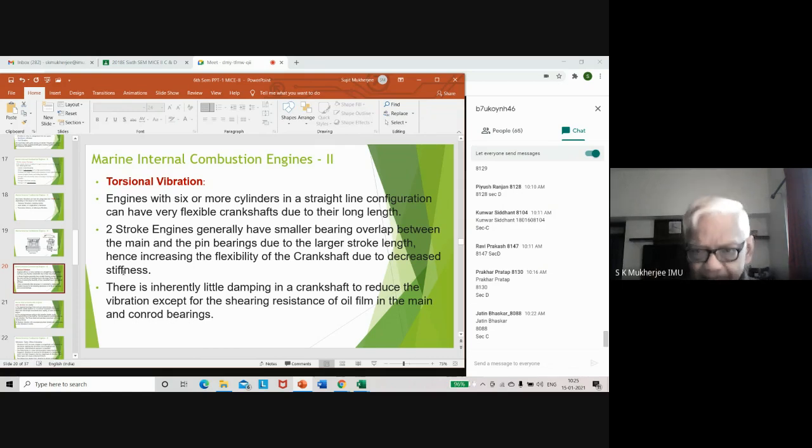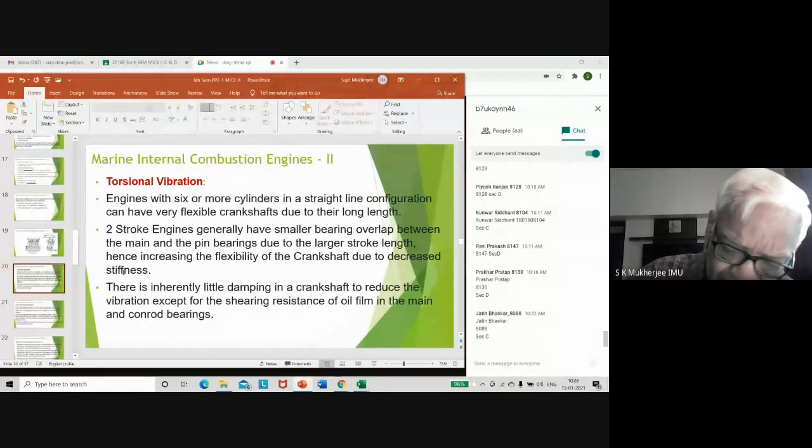What is bearing overlap? You see, if the stroke of the engine is very short, what will happen? The crankpin bearing axis and the crankshaft main journal axis will be very close to each other. But if the stroke is very long, then the distance between the crank pin and the main journal will also become very large. So if you have a crankshaft with a long stroke, it means the ability of that shaft to twist is much more. In other words, the shaft becomes much more flexible as far as torsional vibration is concerned, so it is more likely to twist. But in a shaft which has a small crank throw, which means the axis of the crank pin and the axis of the main journal are very close to each other, the diameter of the crank pin and the diameter of the journal will overlap at their perimeters.